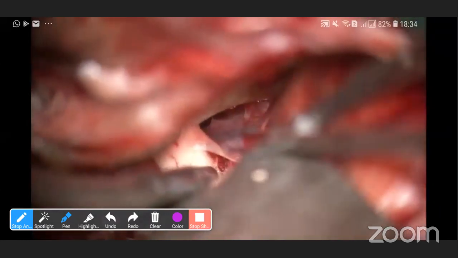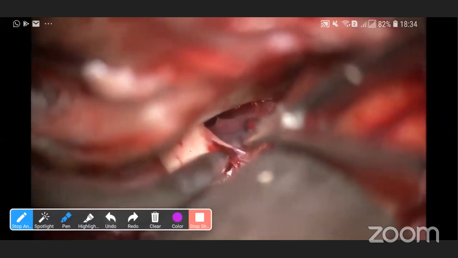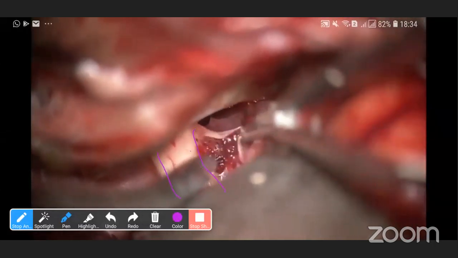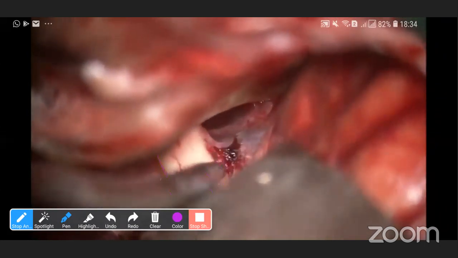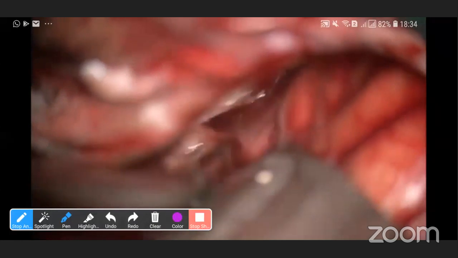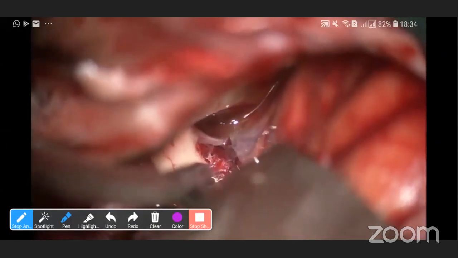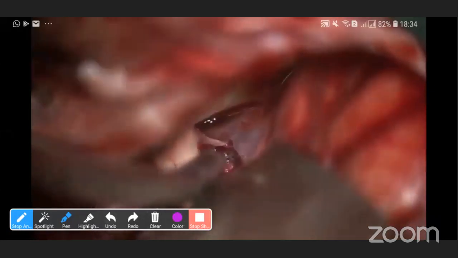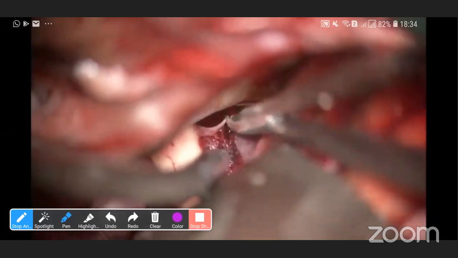And now I'm opening in between the optic nerve. So that is the optic nerve. I'm going medial to that, and I'm opening. That's where the aneurysm is. So you can see the bleeding already there. So I'm going to open there.